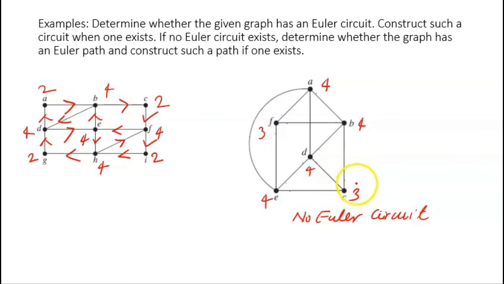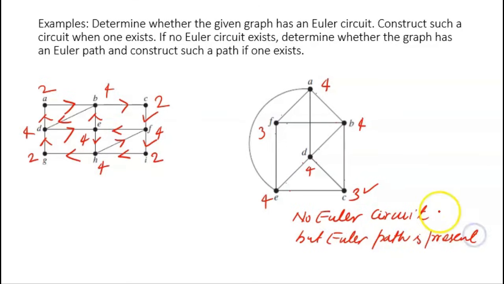But because there are two vertices of odd degree, that is C and F, it is guaranteed that it will have an Euler path. So what will be that Euler path? And we also know that F and C will be the endpoints of the Euler path. So let us quickly find out.